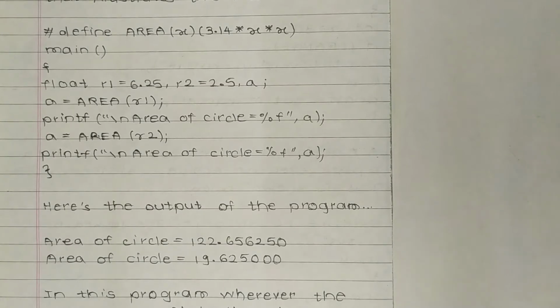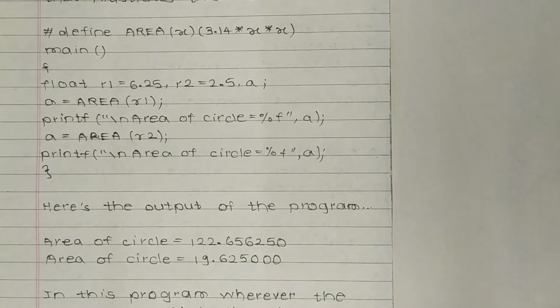printf("\nArea of circle = %f", a); a = AREA(r2); printf("\nArea of circle = %f", a); So here is the output of the program. Area of circle = 122.656250 and area of circle = 19.625000.